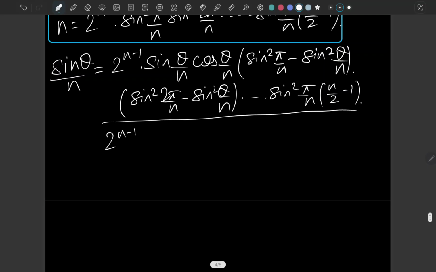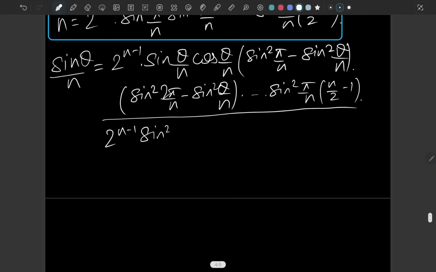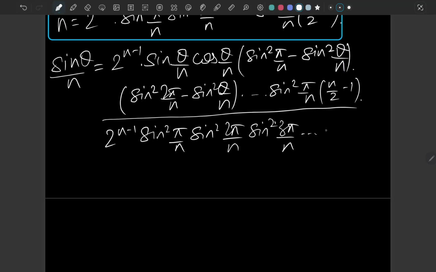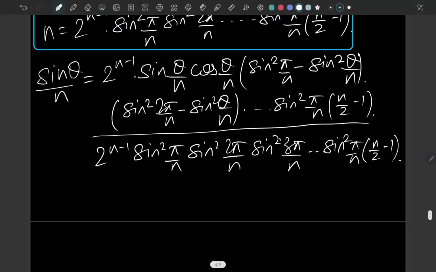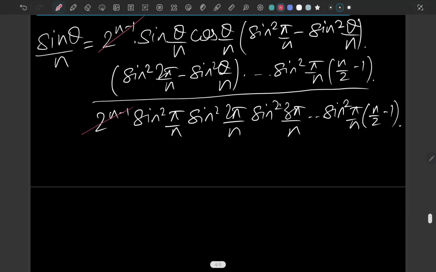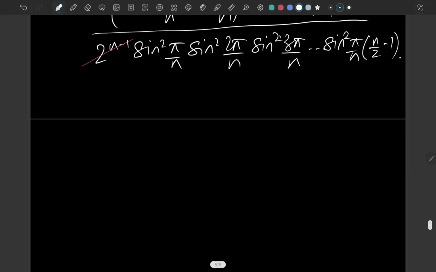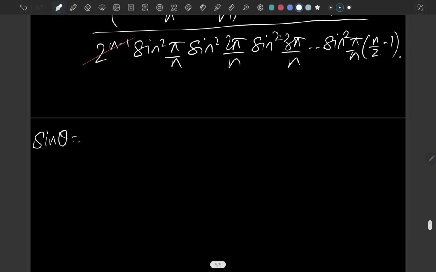So it's 2 to the n minus 1, and then sine squared pi over n, sine squared 2 pi over n, sine squared 3 pi over n, that keeps going up to sine squared pi over n times n over 2 minus 1. Okay, so now we can see something better, cancellations here with this one and this one, right? Next we can just multiply both sides with n in order to get something like this: sine theta equals n times sine of theta over n times cosine of theta over n.